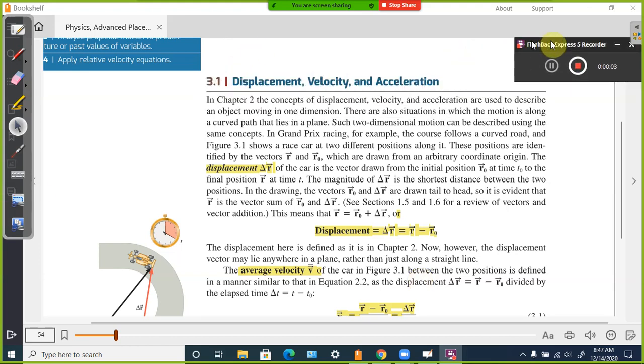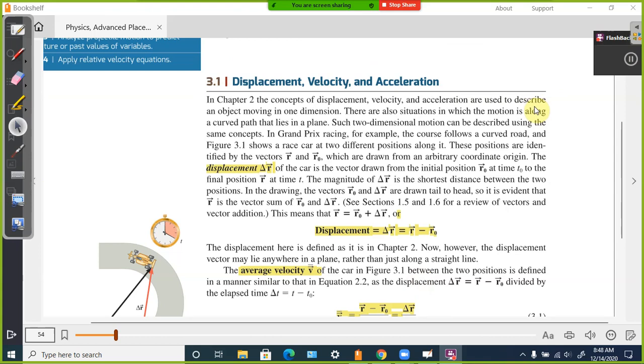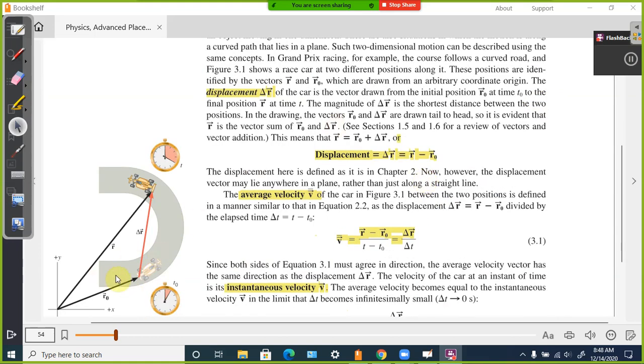All right, so for section 3.1, they come back and they go over a little bit more regarding the displacement, the velocity, and the acceleration. Basically, they refer to this diagram down here and they talk about displacement.